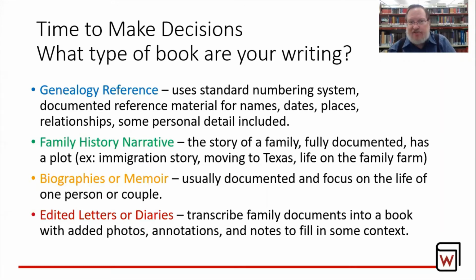So time to make decisions. So what type of book are you writing? Is it going to be a genealogical reference with standard numbering systems, documented resources, footnotes, endnotes, a bibliography, an index, relationships? Or is it a family history narrative? Is it more of a story type of a book where you've told the story in just a kind of a first person narrative?